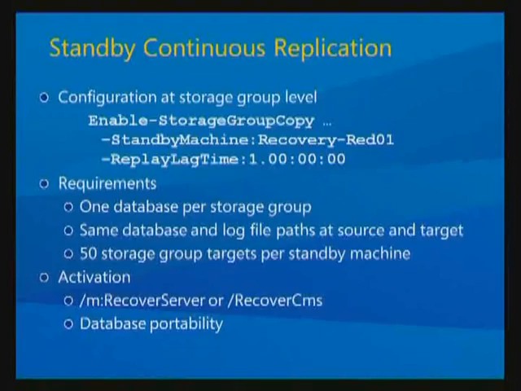And the target machine has a maximum of 50 storage groups. Now that can be 50 storage groups from a variety of different sources. So you can have a many-to-one configuration for your SCR target. The activation, which I mentioned was manual, is either with recover server if your target is a standalone, or recover CMS. This is with the setup command, setup recover server or setup recover CMS. And recover CMS is what you will use if your target is a passive node.